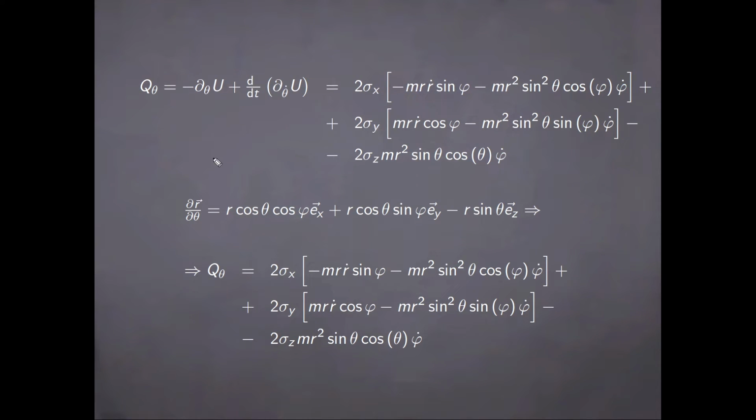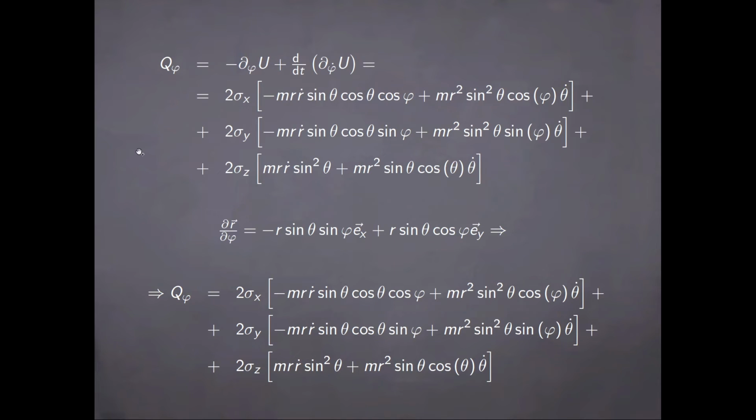In an identical fashion, we can work for the theta component of the generalized force. First, we use the definition in terms of the generalized potential, and we get the result here. And then we can take the derivative of the radius vector with respect to the theta coordinate to get this result. We take the dot product with the Cartesian components of the force, and what follows is what should be the same expression for the theta component of Q.